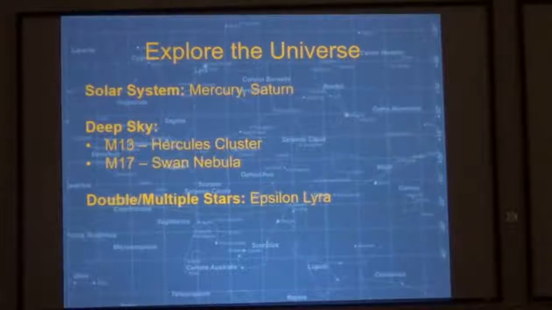For the solar system, we had Mercury and Saturn picked. Deep sky, M13, super obvious. M17, the Swan Nebula, a little more challenging. Oh, maybe not. It's a little low. And then for the double and multiple stars, Epsilon Lyrae, which is a fantastic multi-star system that is really good to know about.